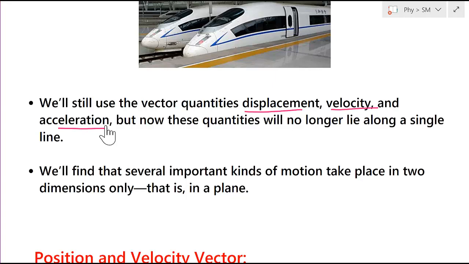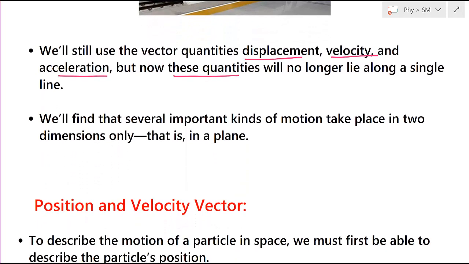Now in this video and the next few videos, for motion in two dimensions, we are going to illustrate those terminologies again. The only difference is that this time we will have a position vector in two dimensions. If I have two dimensions, then velocity will have two components. Similarly, acceleration will have two components. So these quantities, displacement, velocity, and acceleration, will not lie in a single line. They will be in a plane. They will have two components.